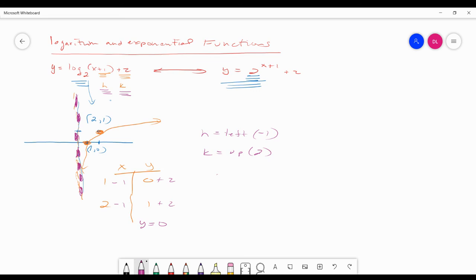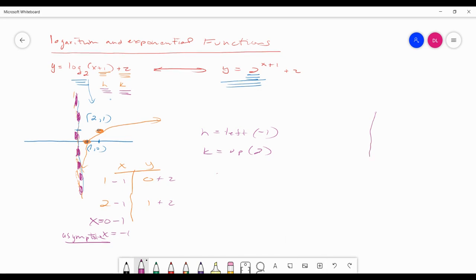Now I got to go left or right. Sorry, that's x equals 0. Let me erase that. That's x equals 0. And I need to go left 1, negative 1. So now my x is at negative 1. So that's where my asymptote is. So let's redraw this over here. So we're going to take this. Let's get rid of that.